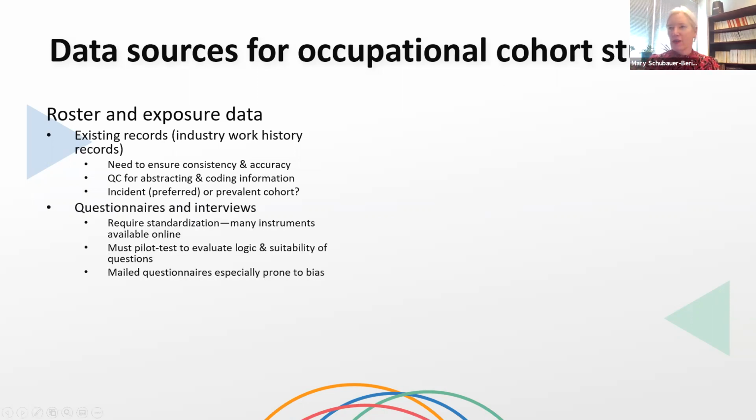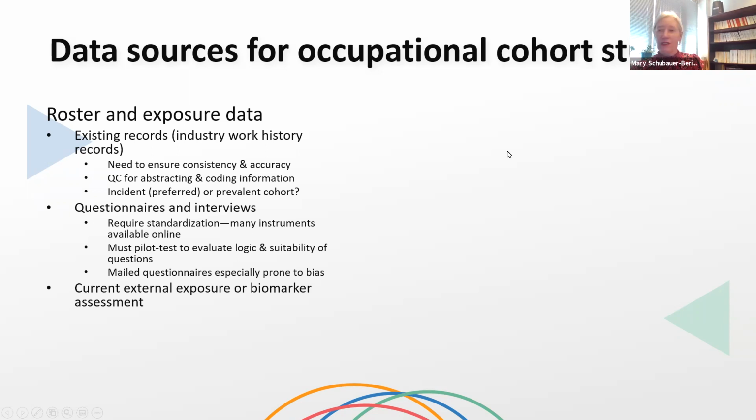Another source of data for rostering and exposure is questionnaires and interviews. These require standardization. Many instruments, particularly for outcome evaluation, have been standardized and they're available online. However, even if you do obtain them online, they must be pilot tested to evaluate the suitability for the population of interest. Mailed questionnaires can be especially prone to bias. Interviews are generally thought to be higher quality, but questionnaire studies are often subject to selection bias, as I mentioned earlier, because not everyone will respond, and response can be related to disease status.